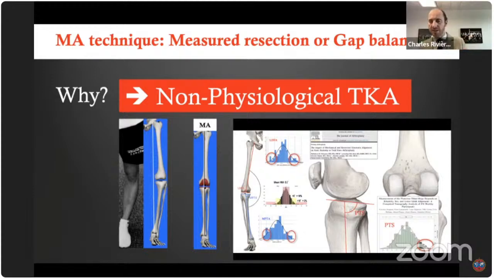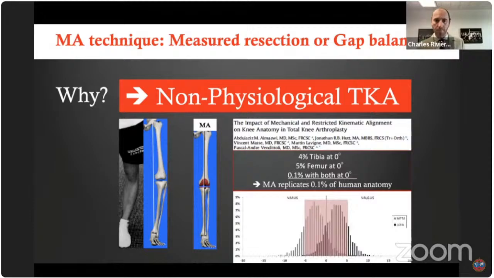And you can see the native knee anatomy is very unique. You know, we are unique from the outside. We are as unique from the inside. The knee joint is unique for every patient. The conformity in the three planes and the laxity and the kinematics are very unique for everyone. So with the MA technique, just when looking at the frontal plane, MA replicates only 0.1% of human anatomy. So only 0.1% of patients have an MPTA and an LDFA of 90 degrees, okay, only 0.1%.